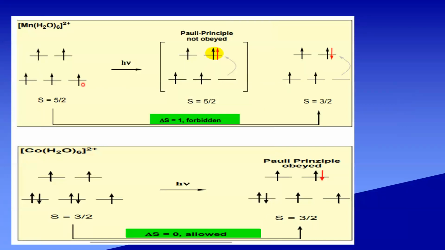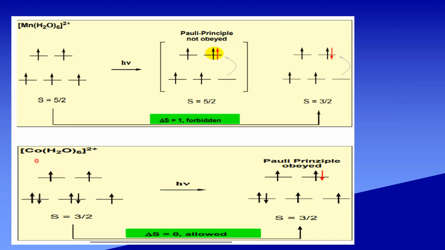If the electron is paired in the higher energy state, the S value is 3/2. In this case, the S value changes from 5/2 to 3/2. So del S equal to 1, which is spin forbidden.